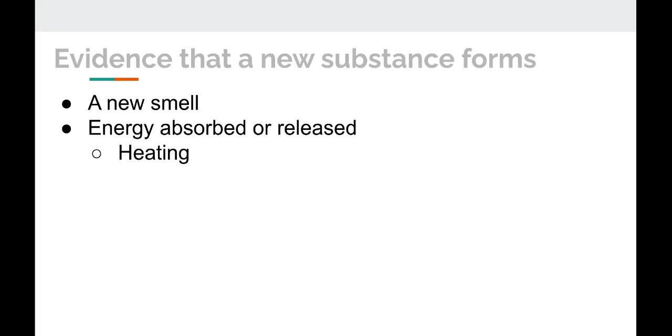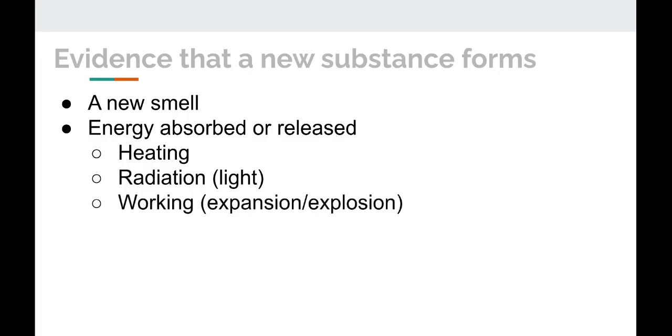So remember, energy can be absorbed or released in three modes. Heating, we would experience that by a temperature change. Radiation, we would usually see that as light, some kind of emission of light. And then also working. This is less common in chemistry, but an explosion or an expansion of a gas inside of an adjustable volume chamber would be places where we would see working being evidence of energy being released.